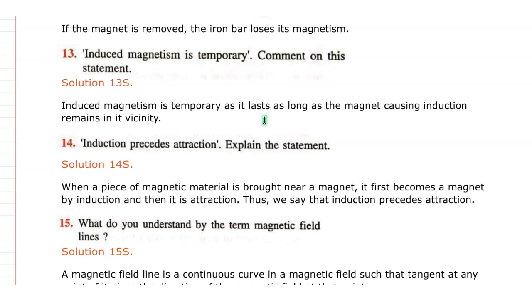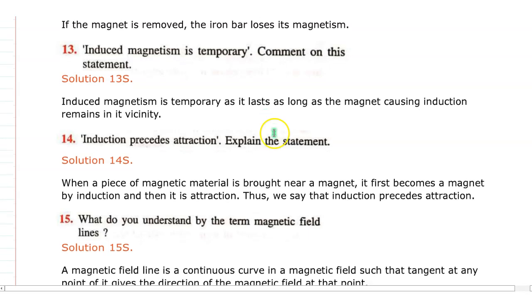Induction precedes attraction. Explain the statement. We know that opposite poles attract and the same poles repel each other, but a magnetic material cannot attract a non-magnetic material. So first the magnet has to create an opposite pole near the nearest point of a magnetic material, and then as the opposite pole is created near the nearest point, it will attract.